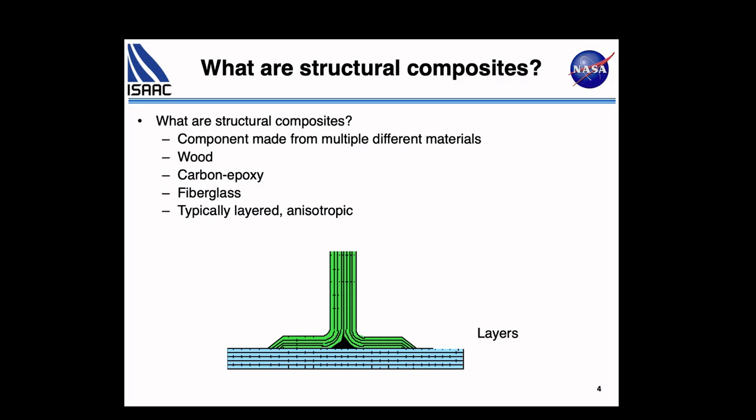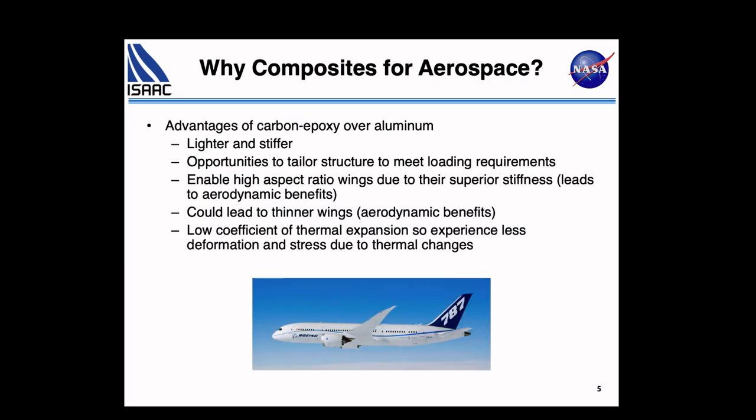The other issue is that they are anisotropic, which means they don't have the same properties in every direction. When you talk about aluminum or other metals, you've got basically the same stiffness, the same strength, the same characteristics in all directions. Whereas with a typical composite that we use for aircraft or spacecraft, they have very different properties depending on what orientation you're looking at, which changes how you do your design and how you do your manufacturing.